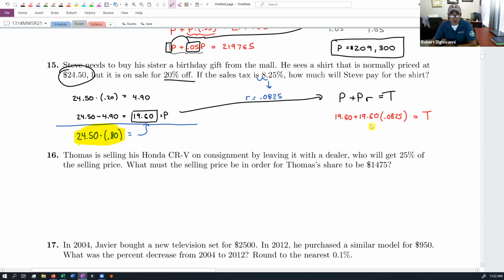Now, order of operations, make sure that you do this multiplication before you try and add anything together, right? So on my calculator, 19.60 times 0.0825. I'm getting 1.617, so I'm going to round that to 1.62. And then I add the 19.60. And I get 21.22 is the total.